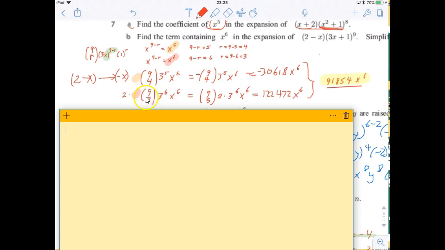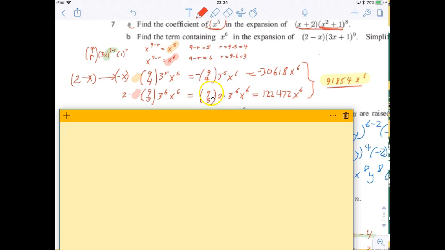The red part would become 9 chooses 3, because the red part is going to be r equals 3. And then the exponent for 3 would become 9 minus 3, which is 3 to the 6th. And the exponent for x would be x to the 9 minus 3, which would be x to the 6th also. Then I multiply the negative x times this, I multiply the 2 times this, and I get the term more specifically to be negative 9/4, because there's a negative here, 3 to the 5th, x to the 6th.